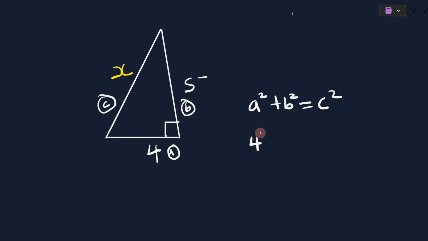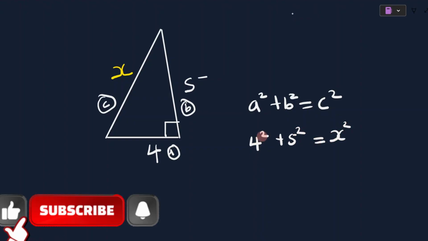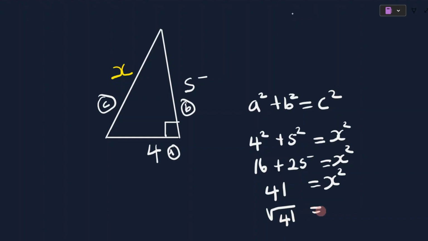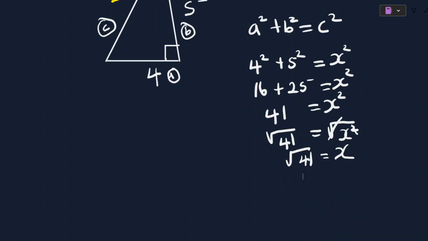We now have 4 squared plus 5 squared equal to s squared. 4 squared is 16, 5 squared is 25, which gives us 41, which is equal to s squared. The next step is to take the square root of both sides. We have the square root of 41 is equal to the square root of s squared. The square root cancels out the square, and we now have s equals root 41. So this is the length of the hypotenuse in this particular triangle.